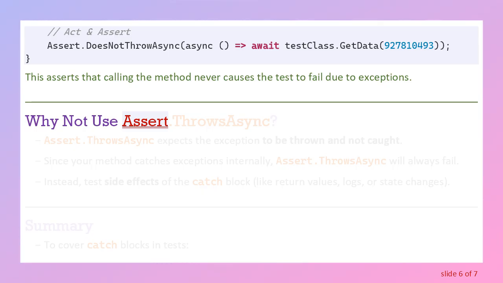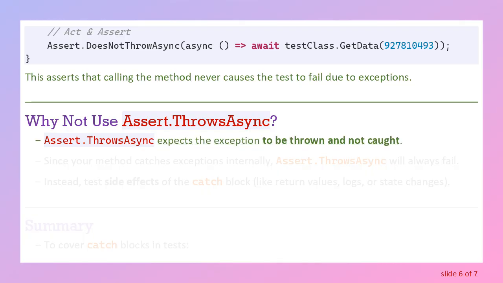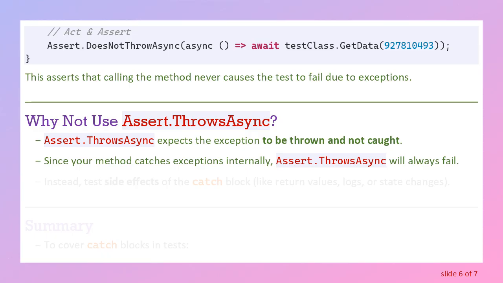Why not use Assert.ThrowsAsync? Assert.ThrowsAsync expects the exception to be thrown and not caught. Since your method catches exceptions internally, Assert.ThrowsAsync will always fail. Instead, test side effects of the catch block, like return values, logs, or state changes.